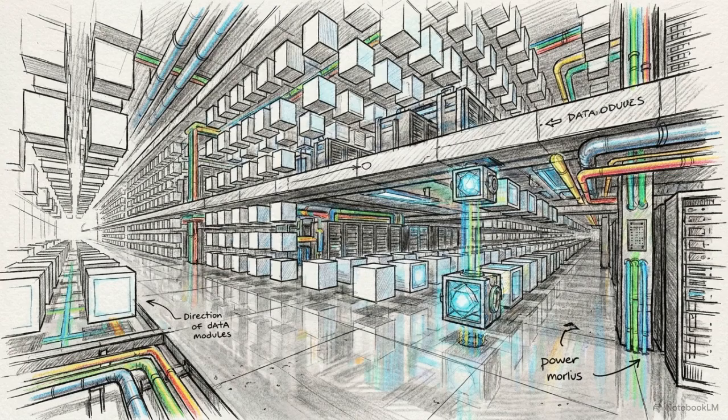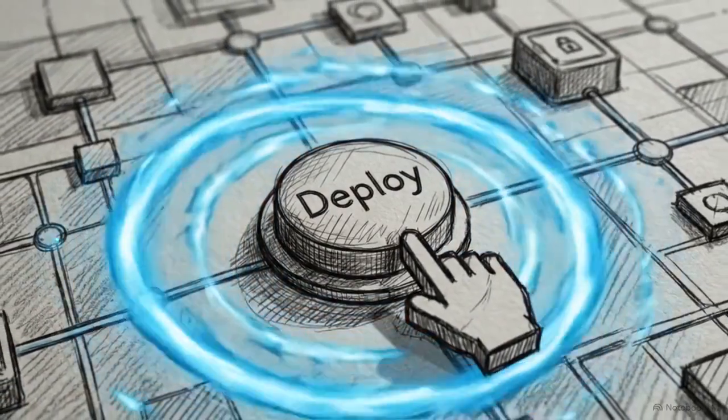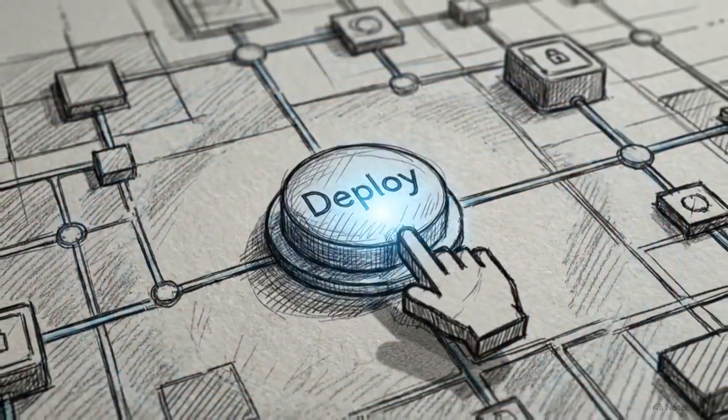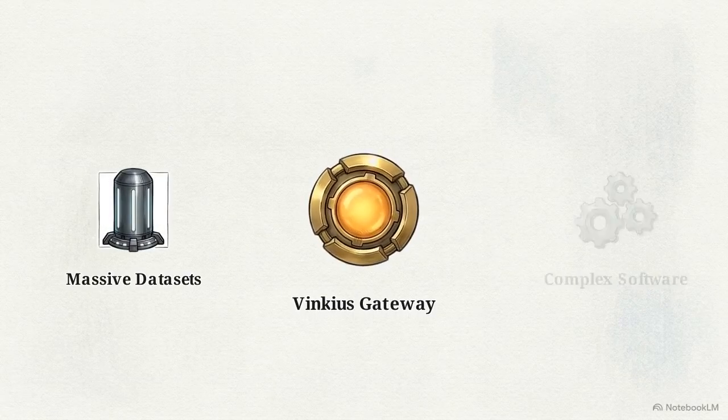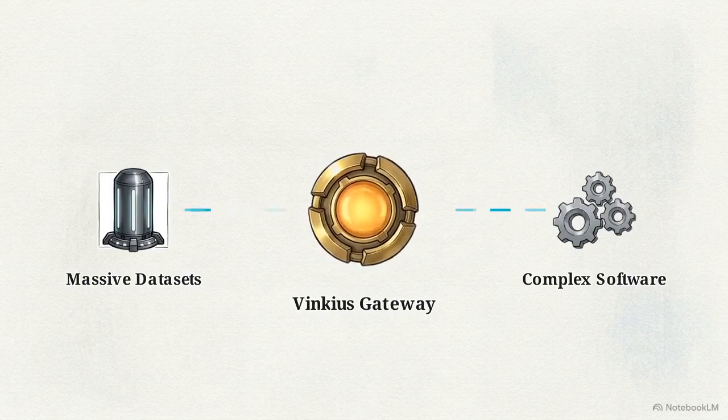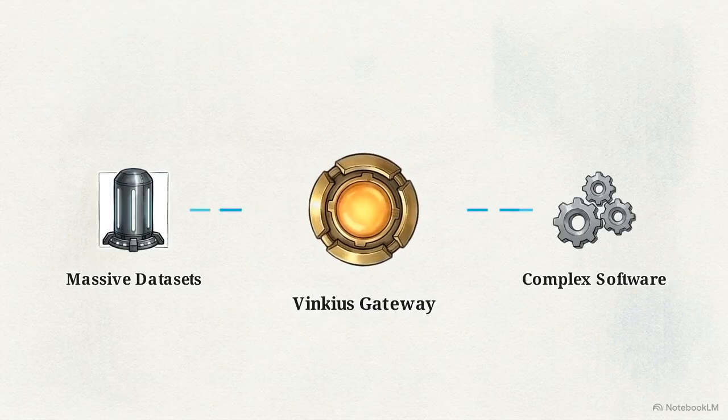The Vinkius AI Gateway hosts over 2,600 pre-built, hardened MCP servers. You deploy them with a single click, completely bypassing the need to spin up or manage your own infrastructure. By acting as a universal translator, Vinkius lets your agents query massive datasets and interact with complex software without you writing a single line of integration code.